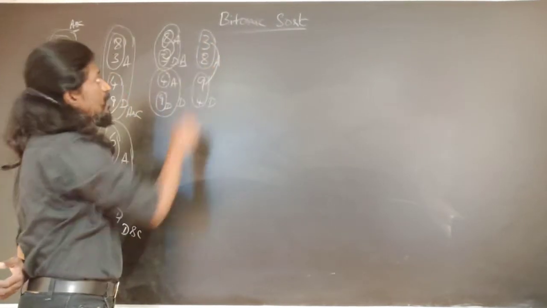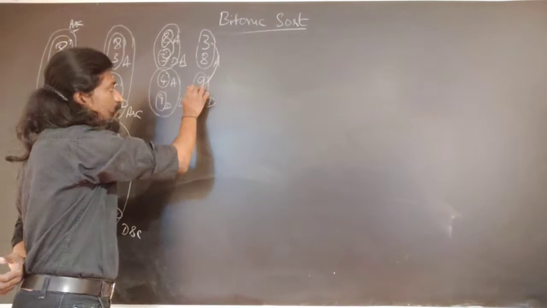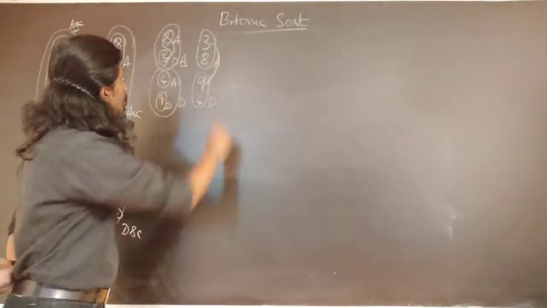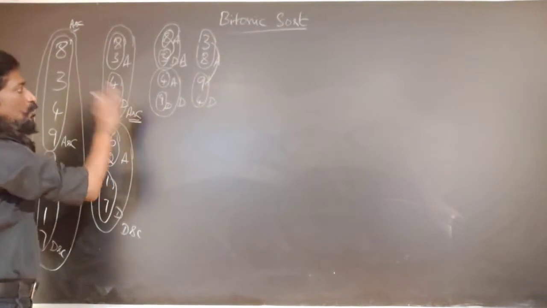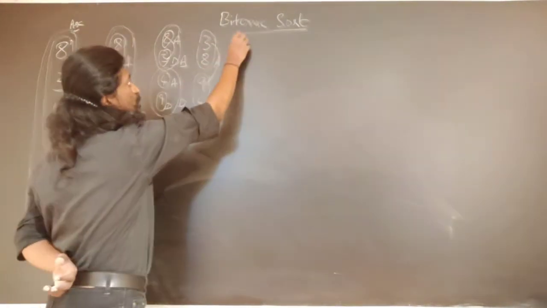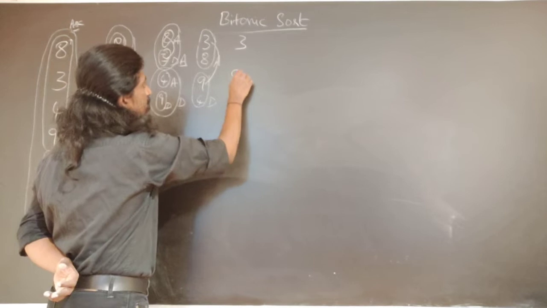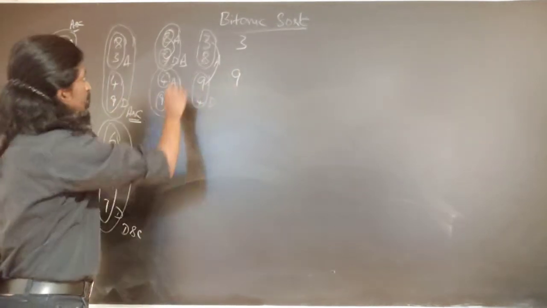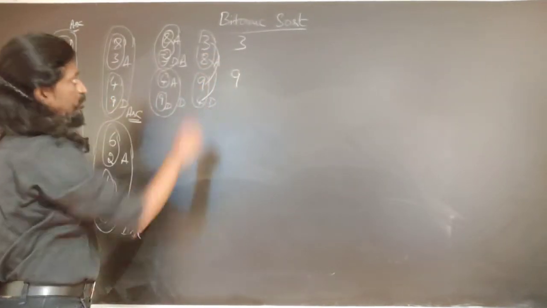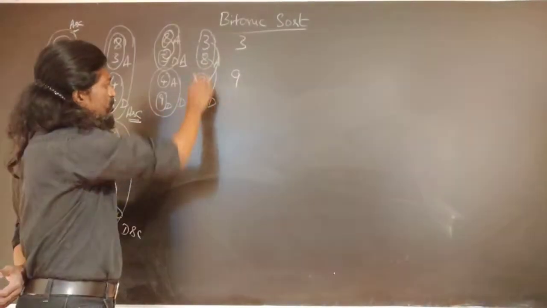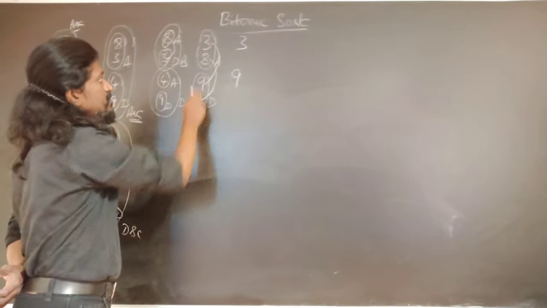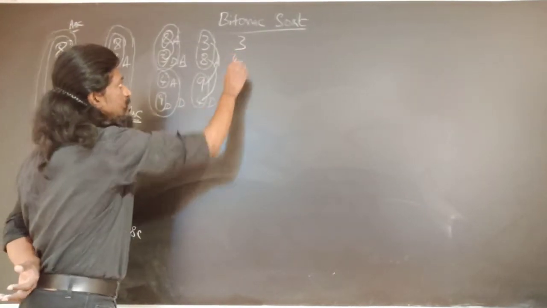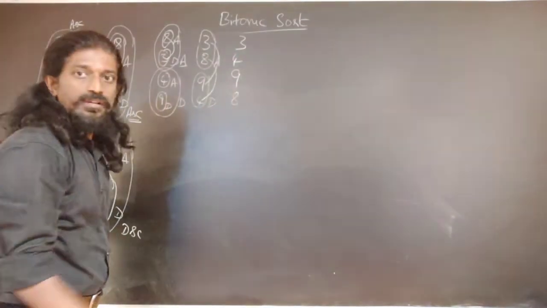3 and 9 are compared, the first element of the first subarray with the first element of the second subarray. And we see that they are in order because we want this set of 4 elements to be in ascending order. So 3 is smaller than 9, so therefore 3 remains there, 9 remains in its position. Then we compare 8 and 4. When we compare 8 and 4, we see that they are not in order. 4 is smaller, 8 is larger. Therefore they are swapped. 4 comes here and 8 will be here.